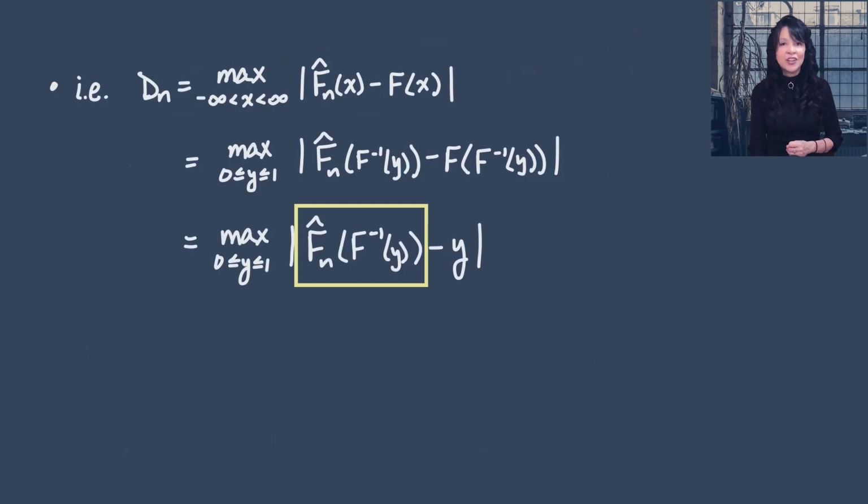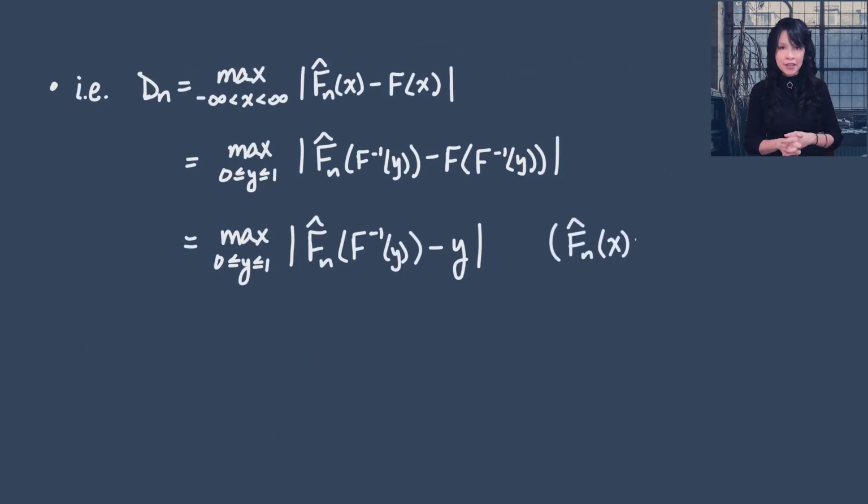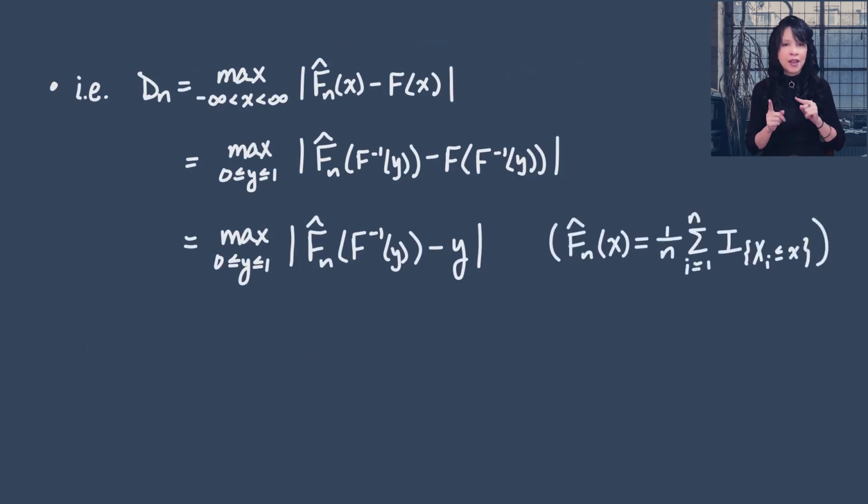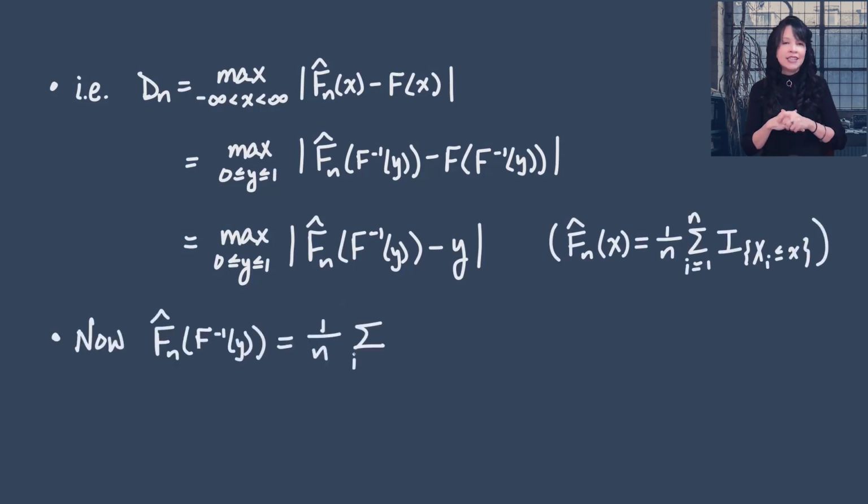In the last video, we wrote down a nice expression for the empirical CDF in terms of an average, a sample mean of some indicators. I'll remind you of that right here. And now I'm going to plug capital F inverse of y right in here for this x, which means I'm going to plug it right over here. So let's look at this term. The empirical CDF with F inverse of y plugged in is actually 1 over n.